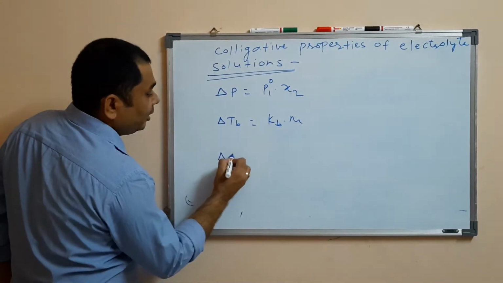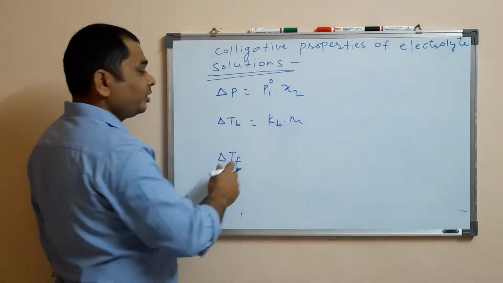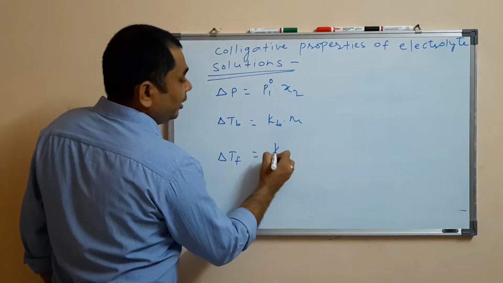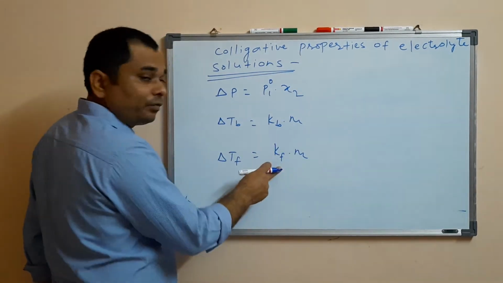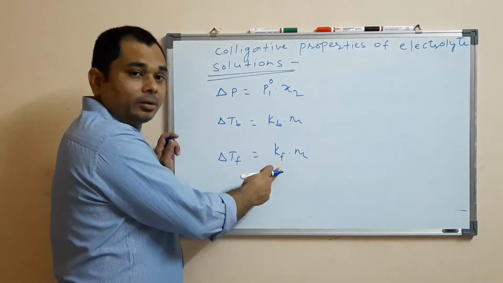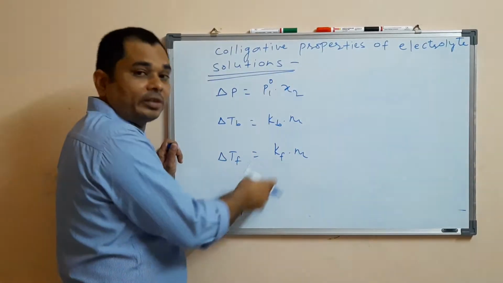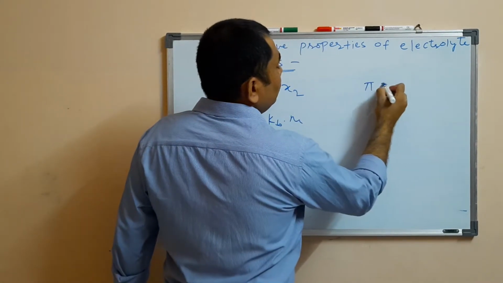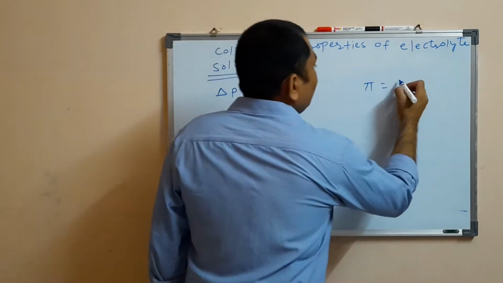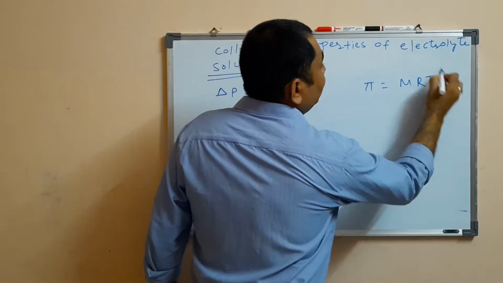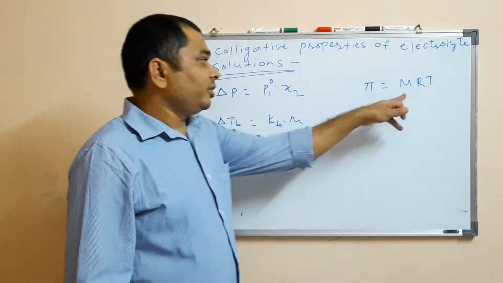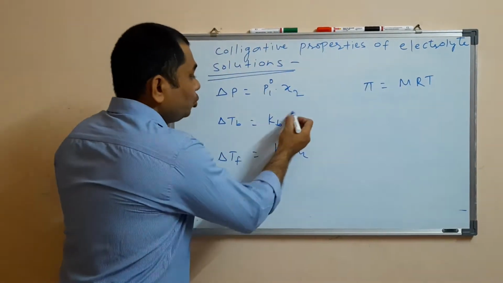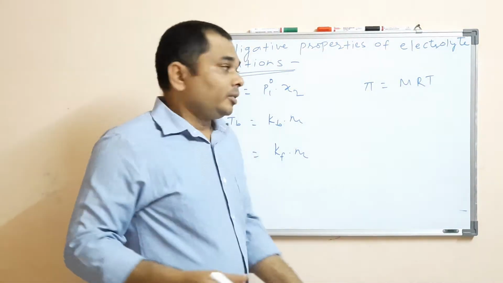Similarly, delta Tf, depression of freezing point, was equal to what? Kf into m. What is this Kf? Molar depression of freezing point constant. Similarly, osmotic pressure pi was equal to what? M into R into T. Okay, this is molarity, whereas in these two cases it is molality.